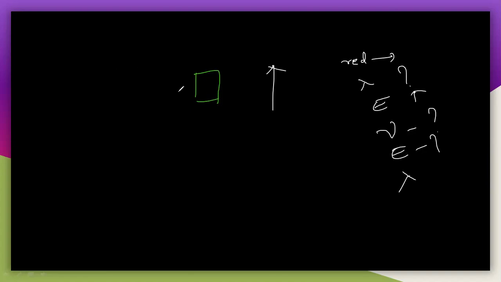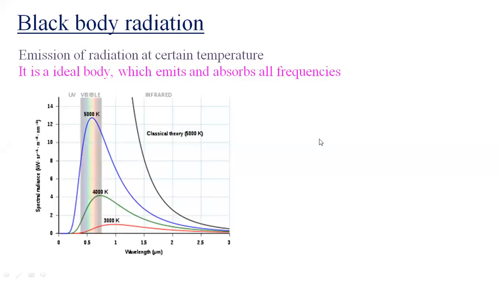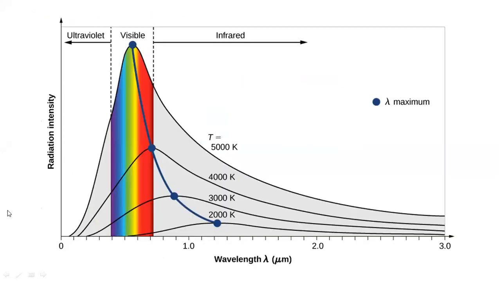The black body radiation is nothing but the radiation emitted by the black body by heating that particular body, or by increasing the temperature. I will show you one graph first so that you can easily understand. So let us see the graph. This is the graph of black body radiation. The exact graph will be like this, and it explains the black body radiation.